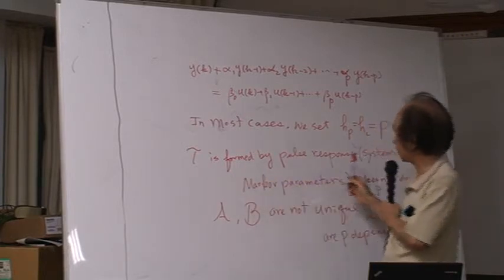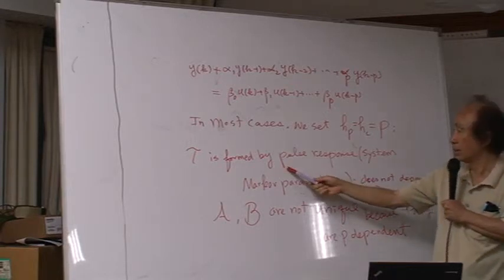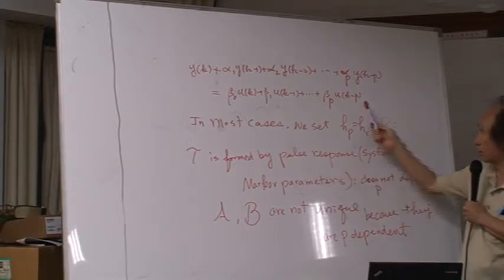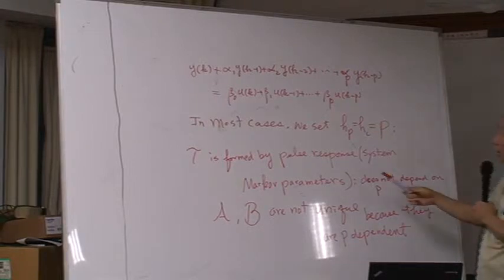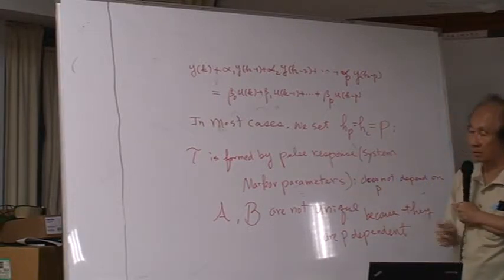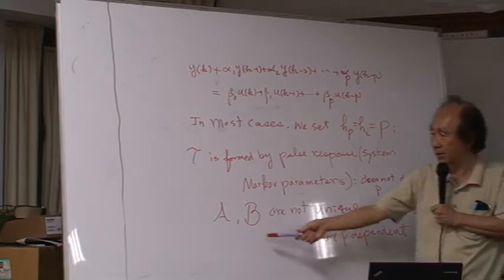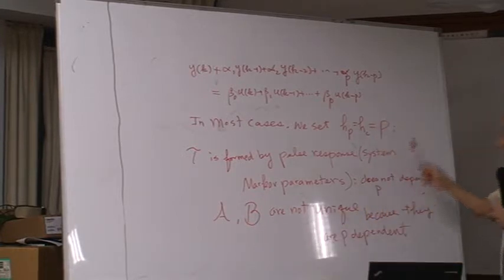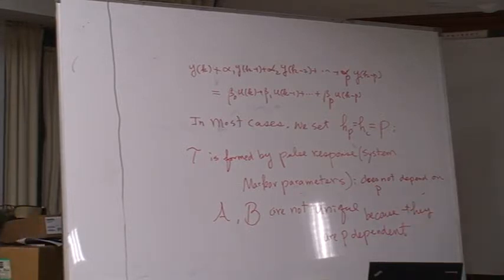So tau is formed by pulse response. When you change P here, it doesn't matter, because the pulse response is not changing when you increase your P value. The pulse response is unique for any given system. It has nothing to do with this P value. But this group, A and B, are not just system dependent, they're also P dependent. Be careful of those.